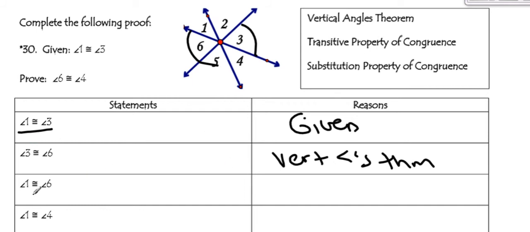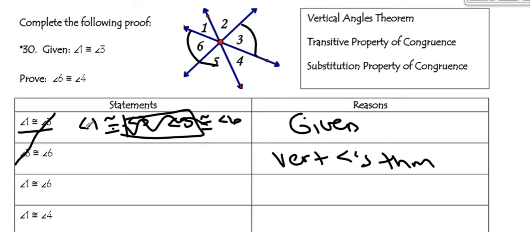Then we have that 1 is congruent to 6. In this line we have 1 is congruent to 3, 3 is congruent to 6, and then my 3's go away, and I'm left with 1 congruent to 6. Well, remember your transitive property. When the 2 middle terms are back to back, so here's our first line, here's our second line, and the two middle terms disappear. We're left with the first and the third. That's called the transitive property.